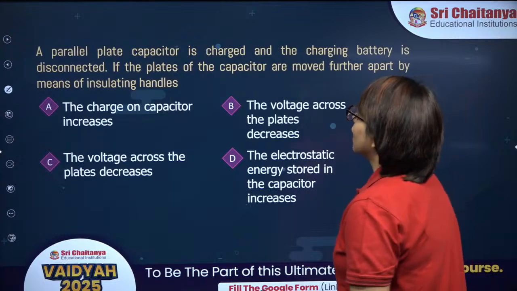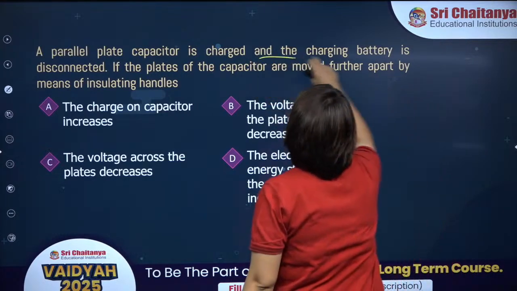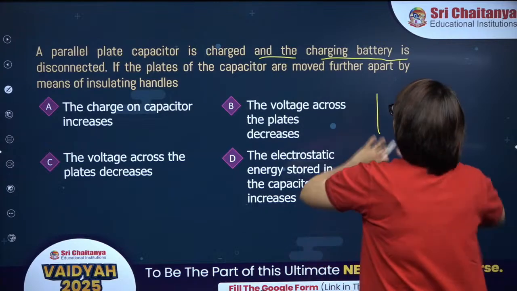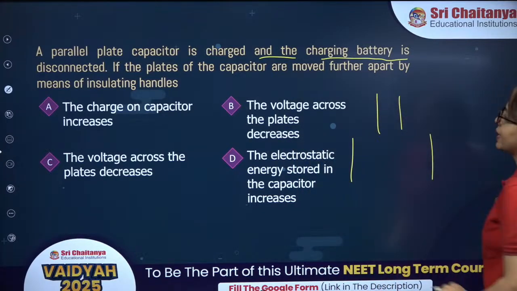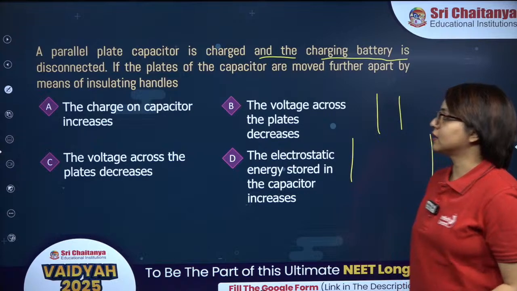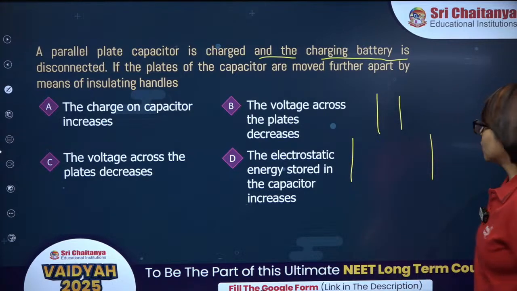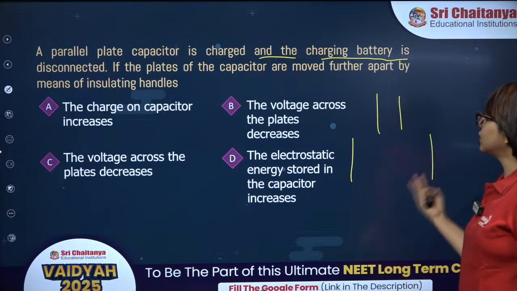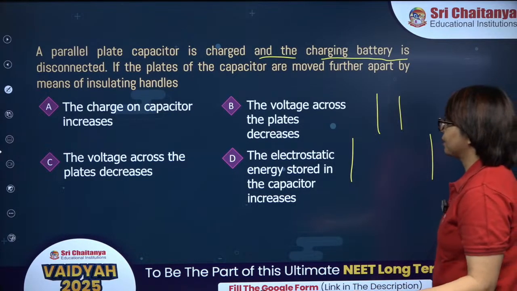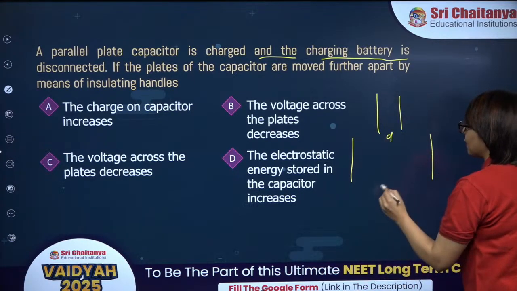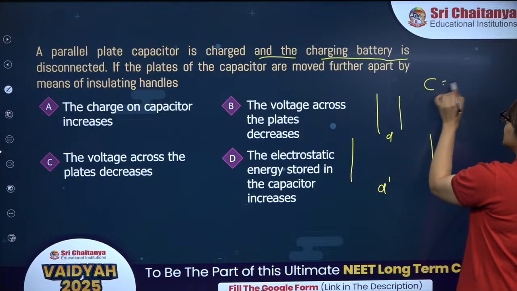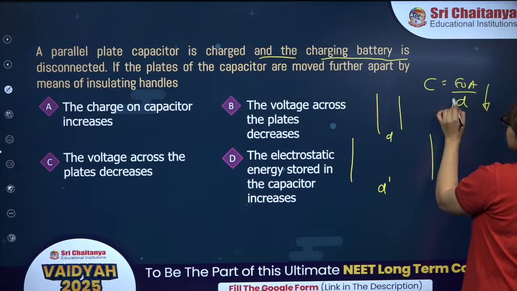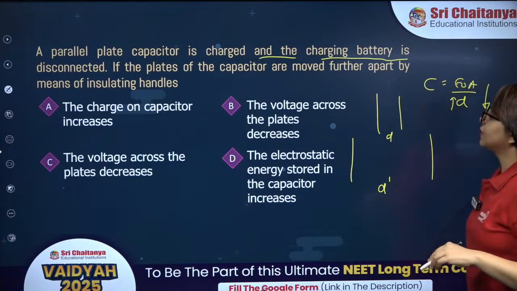let's try this one. A parallel plate capacitor is charged and charging battery is disconnected. Now if the plates of the capacitor are moved further apart by means of insulating handles, then what will happen? So we are disconnecting the battery, so charge on the capacitor will not change, right? So charge will be same, but since you are increasing the separation between the plates, the capacity epsilon naught A by D will decrease because we are increasing D, so overall capacity will decrease.